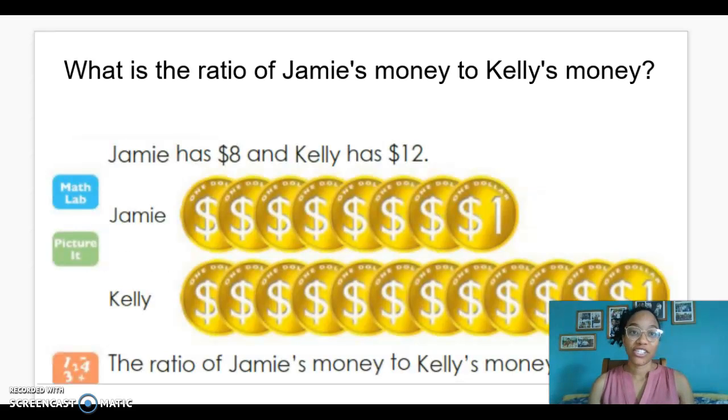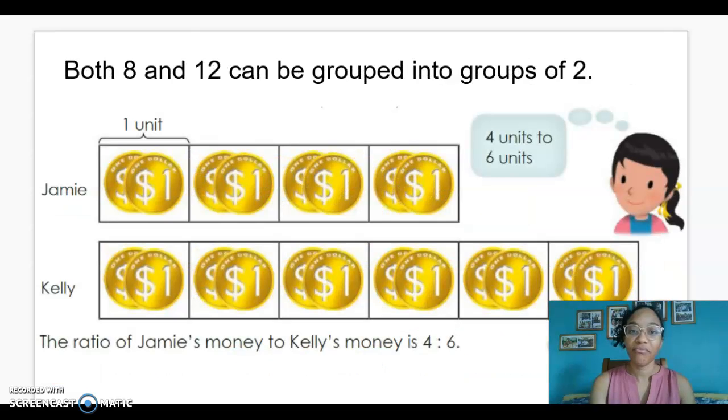First, let's look at this ratio. I want you to see that it's represented in bars, and each of the kids, Jamie and Kelly, have some money. Jamie has 8 and Kelly has 12. So the ratio of Jamie's money to Kelly's money is 8 to 12. Notice how Jamie's name came first and Jamie's amount of money came first. The order matters in a ratio.